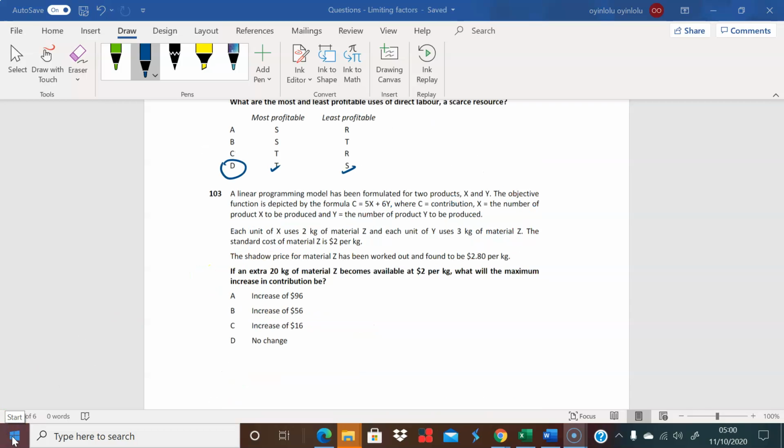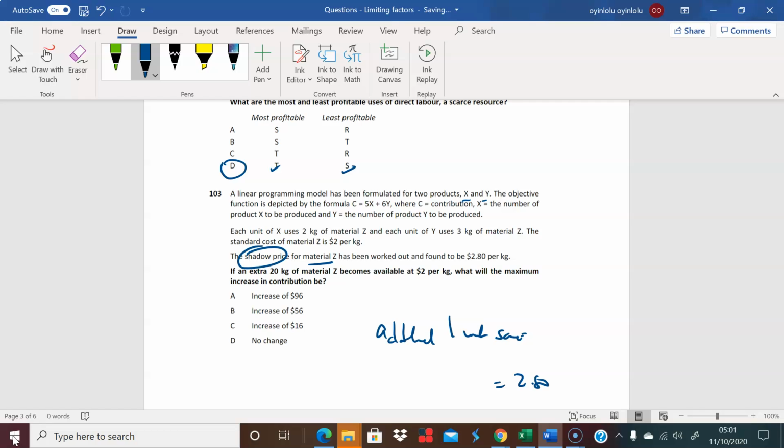Right, let's look at question 103. What we see here is that we're given this linear programming model, and they've given it for two products, X and Y. And this is the contribution function. They tell us that one unit uses 2 kilograms of material Z, and the other unit uses 3 kilograms of material Z. The standard cost is £2 per kilogram. They tell us what the shadow price is. They've worked it out for us. They tell us that every time you buy in 1 unit of this scarce resource, additional contribution is equal to £2.80. That is the meaning of shadow price.